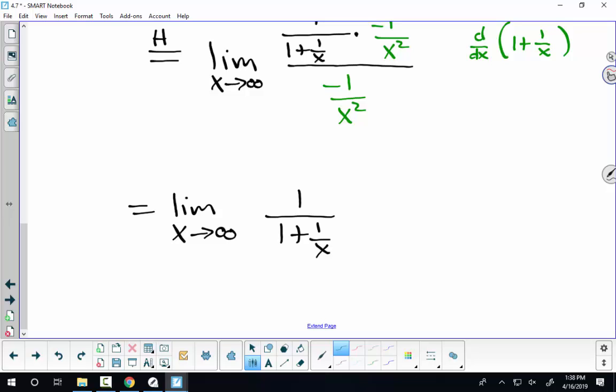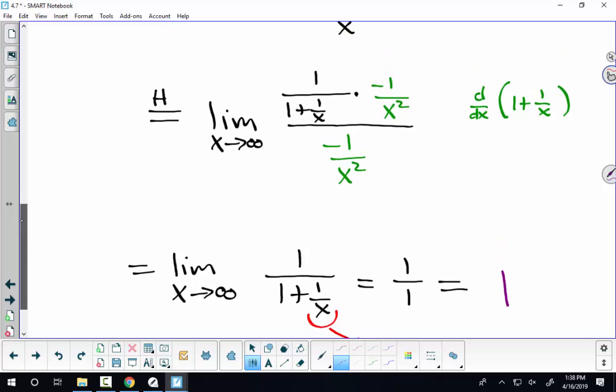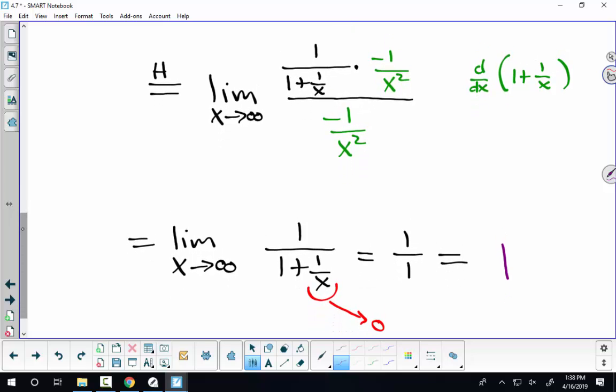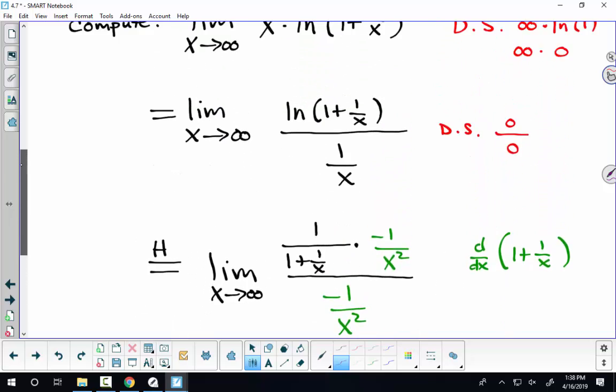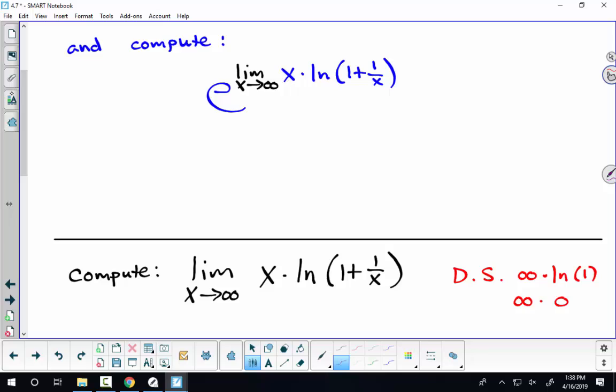So as x goes to infinity, this term here approaches 0, and we just end up with 1 over 1, which is 1. So the limit on the power of e is 1, therefore our final result, go back up here, is equal to e to the first, or e.